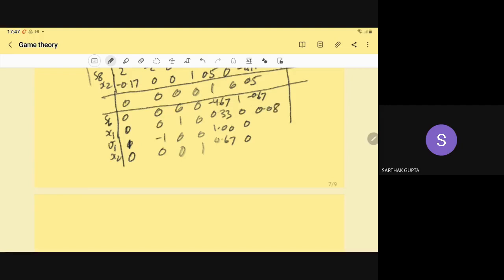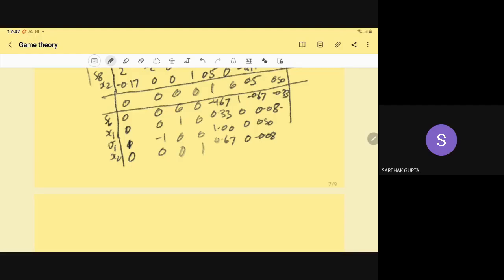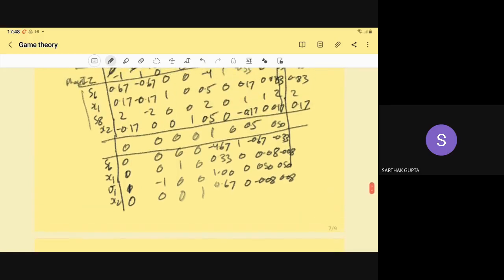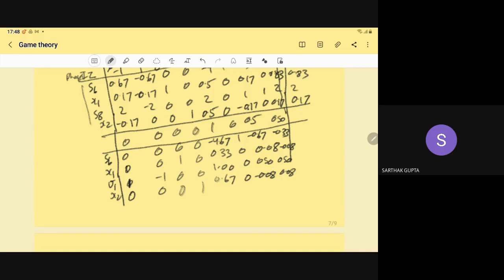It is 0.08, 0.50 and -0.08. And here we have 0.50. So here we have -0.33, -0.08, 0.50 and 0.08. Right. And this column you have already dropped, so corresponding to this column no entry will come.